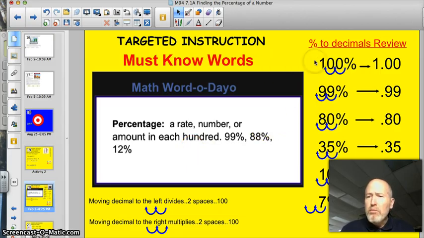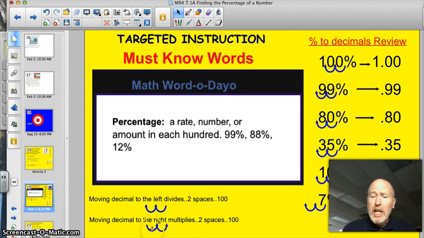Tonight we're going to be moving decimals 2 spots. When we move a decimal 2 spots to the left, we're dividing by 100. I've got it right down here. Moving decimal to the left divides. 2 spaces is 100. 3 spaces would be 1,000. But tonight it's always going to be 2 spaces. Moving the decimal 2 spaces to the right multiplies by 100. That's just a review. We're not going to do that tonight.